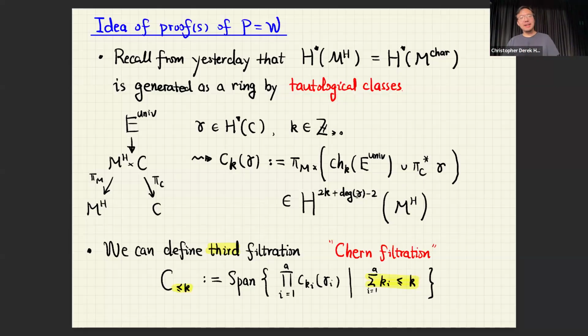Okay, so now we can define a third filtration using the moduli interpretation of this space, the so-called Chern filtration. So I filter the moduli space. By Markman's theorem, we know that every class in the cohomology of M_H, or equivalently M_Dol, is given by these tautological classes. So we can define a filtration C_k to be the span of the monomials of these tautological classes, where the only thing I require is that we bound the total Chern grading of the classes on the right-hand side.